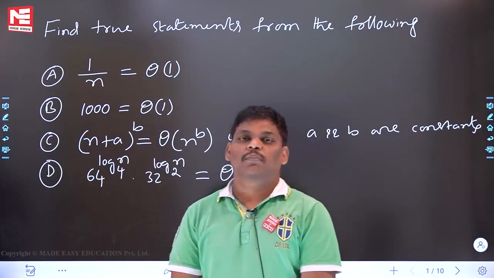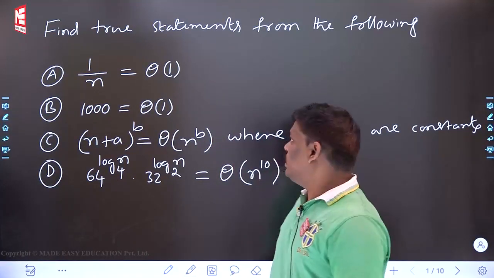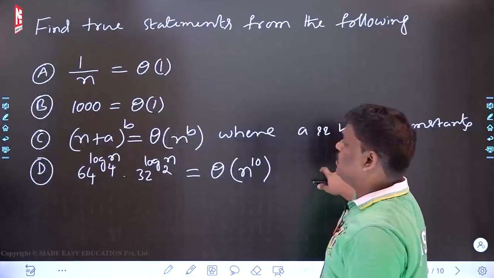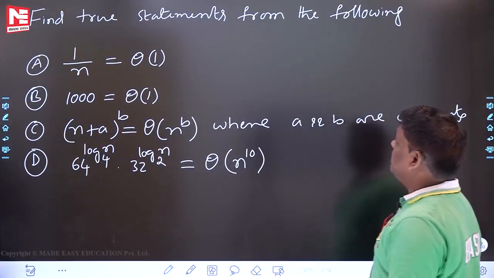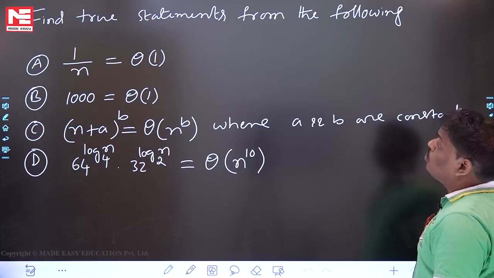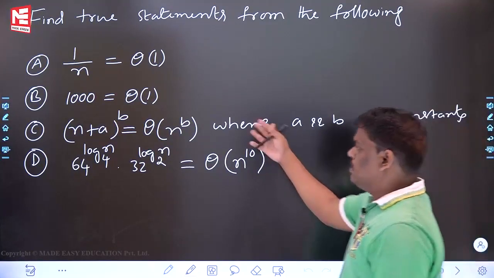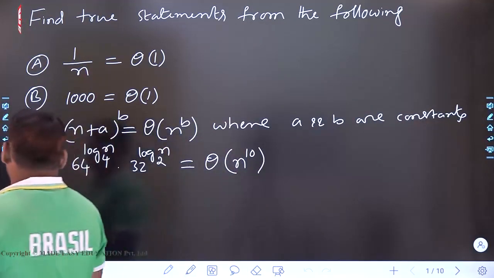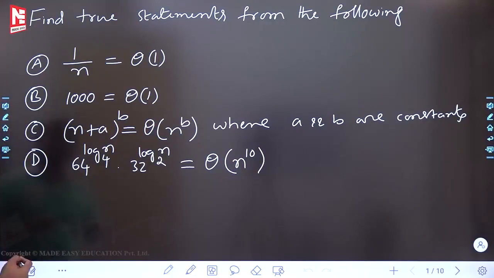Let's see the next problem of asymptotic notation. Read this one. Find true statements from the following. This is one more problem. Let's see, like how you solved the previous problem, in a similar way.